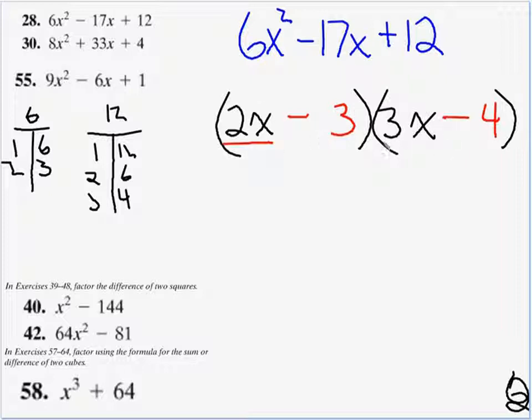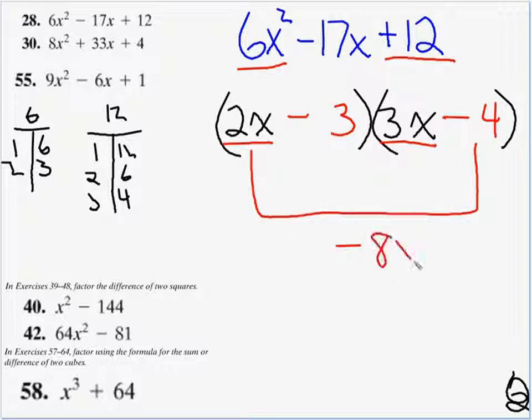So first times first, 2x and 3x is 6x squared. The minus 3 and the minus 4 multiply to positive 12, which we have right here. And our outers are minus 8, and our inners are minus 9, and those are both x's, and that adds up to the minus 17. So there's our factorization. That was a tricky one. Took a little work.